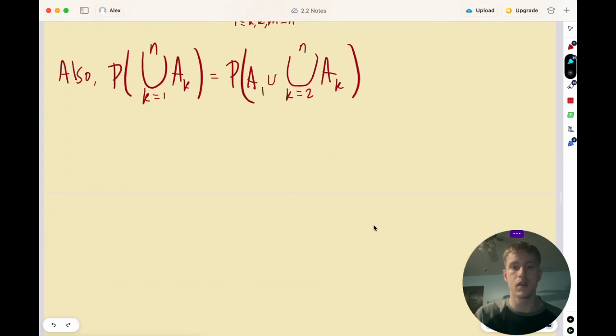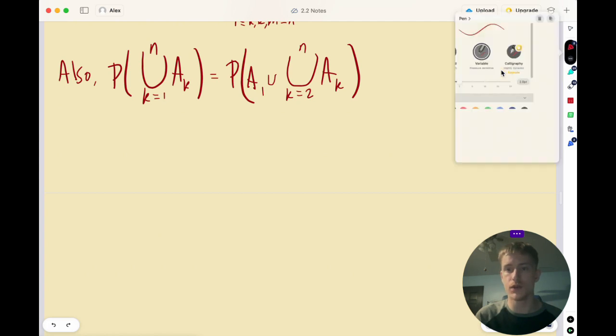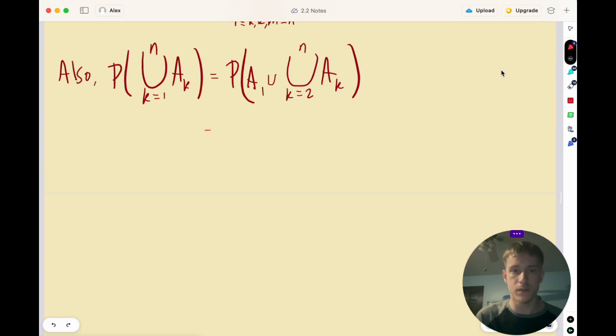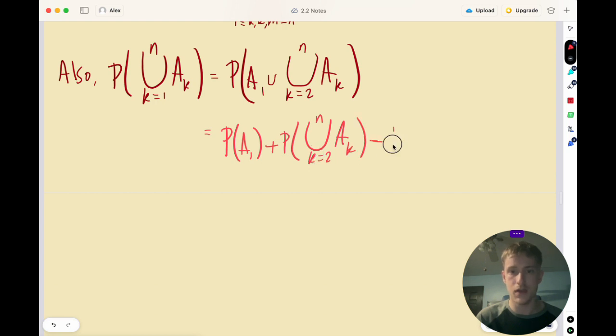So we have that this must be equal to the probability of the first event plus the probability of the second event minus the probability of their intersection. So we have A1 intersect with this big, messy union. Sounds like I'm talking about marriage or something. All these unions.